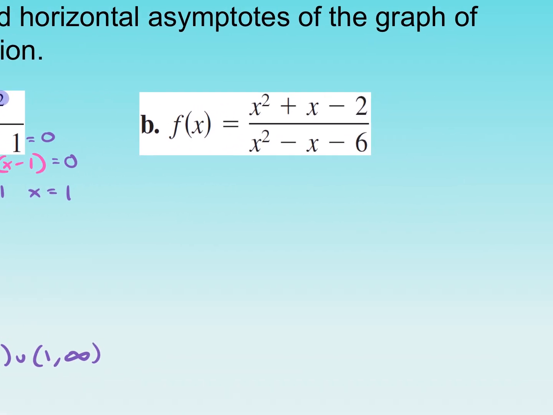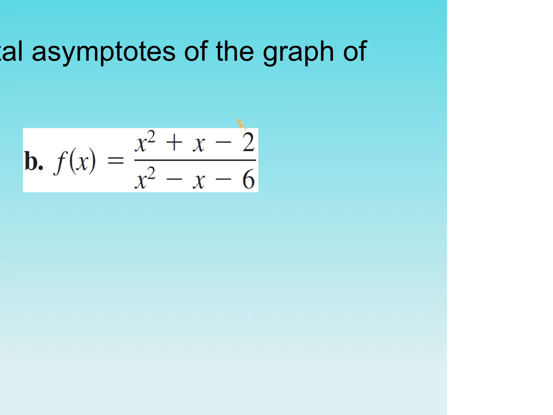All right, let's do B. First thing we want to ask ourselves, are there any common factors? So we've got to factor the numerator and the denominator. What are two factors of -2 that add to 1? 2 and -1, perfect. So we've got x plus 2 and x minus 1 on top. On the bottom, what are two factors of -6 that add to -1? -3 and 2. So x minus 3 and x plus 2.